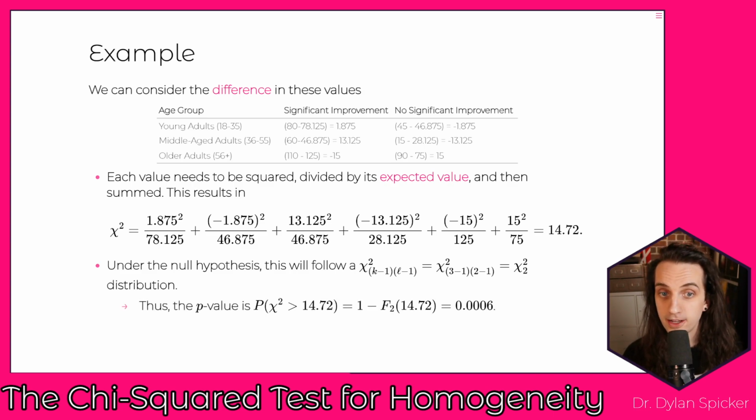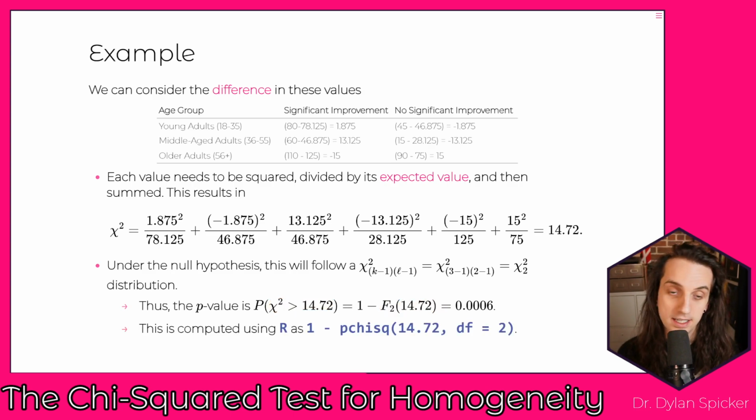And therefore, the p-value is the probability that the chi-squared value is greater than 14.72, which is 1 minus the CDF at 14.72, and that's going to give us 0.0006. Okay, to find that 0.0006, we can use the pchisq function in R. That's going to correspond to the CDF that we have here. Okay, so that's the 14.72, and the degrees of freedom equaling 2, all plugged in here.